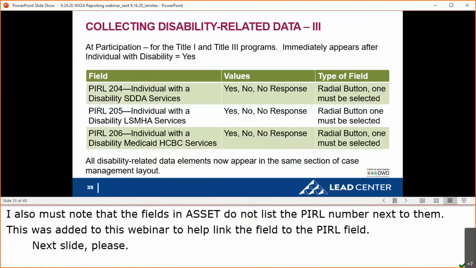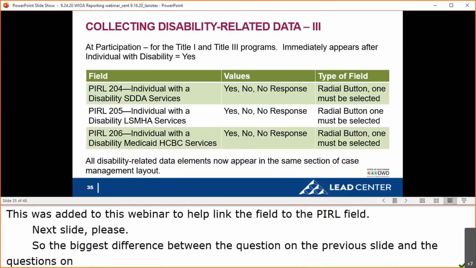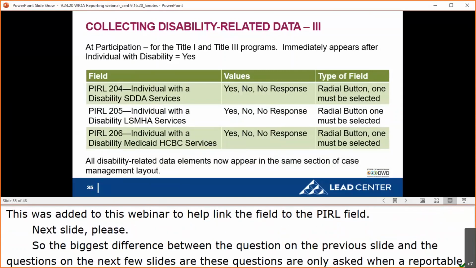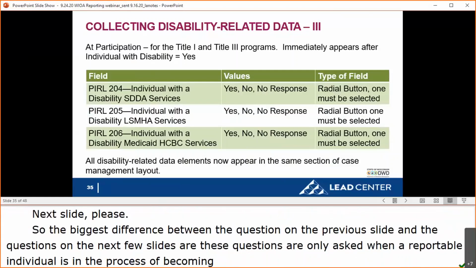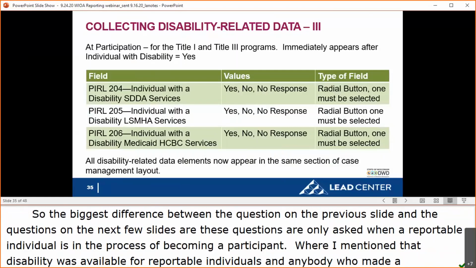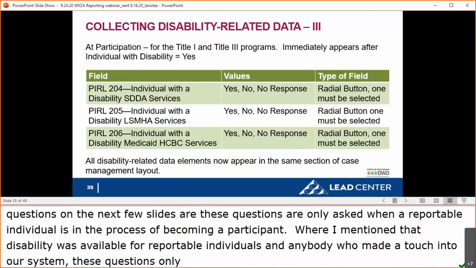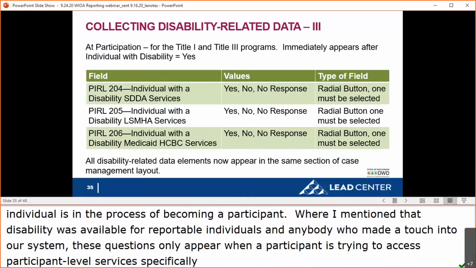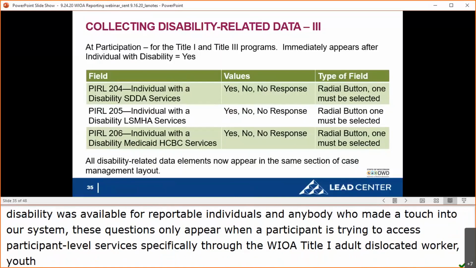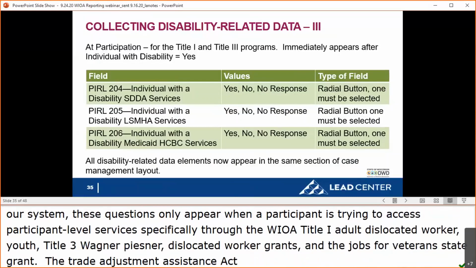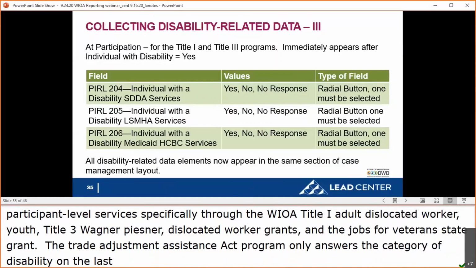The biggest difference between the question on the previous slide and the questions on the next few slides is that these questions are only asked when a reportable individual is in the process of becoming a participant. I mentioned that disability was available for reportable individuals and anybody who made a touch into our system. These questions only appear when a participant is trying to access participant level services, specifically through the WIOA Title I Adult, Dislocated Worker, Youth, Title III Wagner-Peyser, Dislocated Worker Grants, and the Jobs for Veterans State Grant. The Trade Adjustment Assistance Act program only answers the category of disability on the last slide. This is all consistent with the PIRL specifications and requirements.